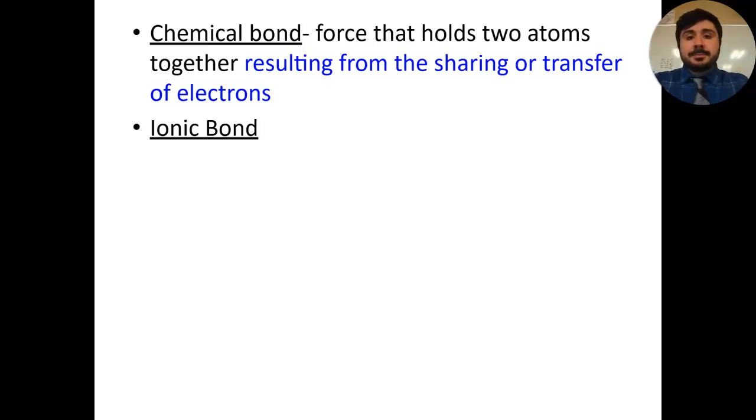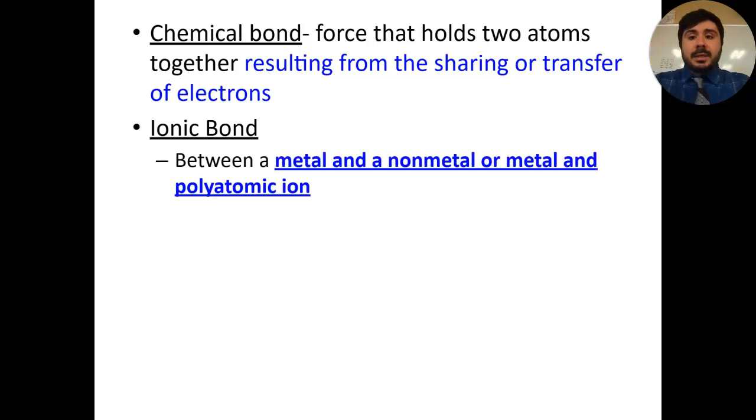Now, in that same vein, trying to figure out which one is which here, an ionic bond is between a metal and a non-metal, or a metal and what's known as a polyatomic ion. And we've not really yet talked too much about polyatomic ions just yet. We're going to save that for a little bit later in this particular video here.